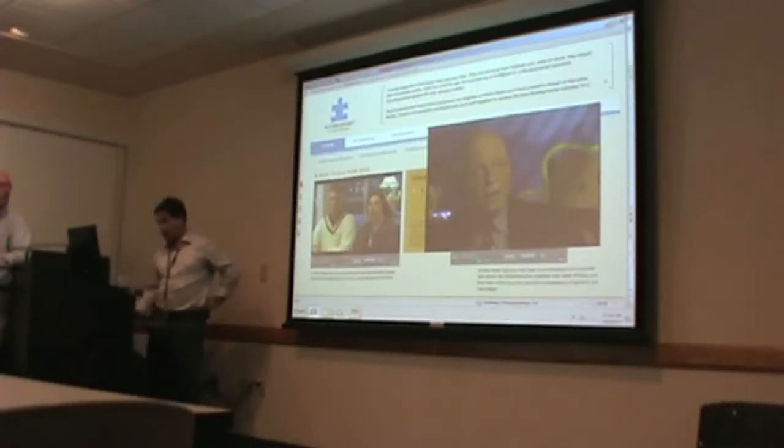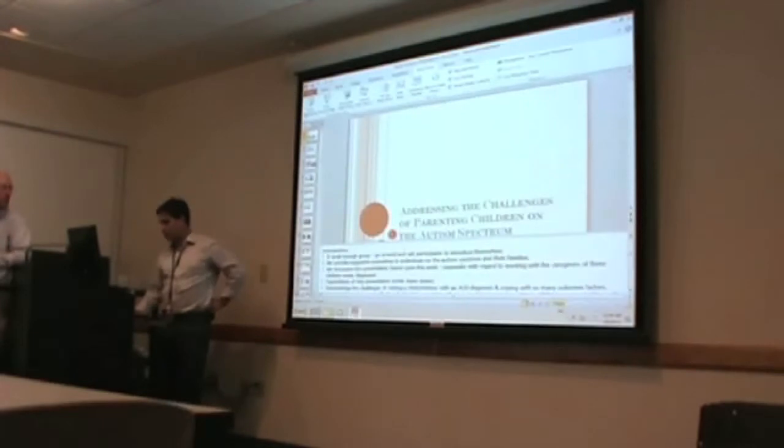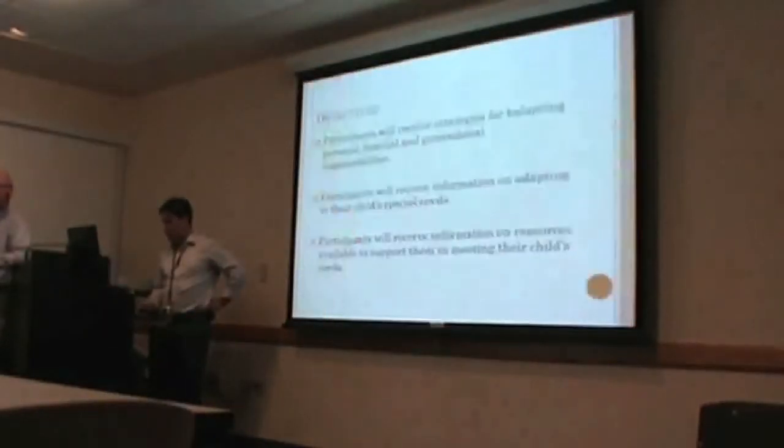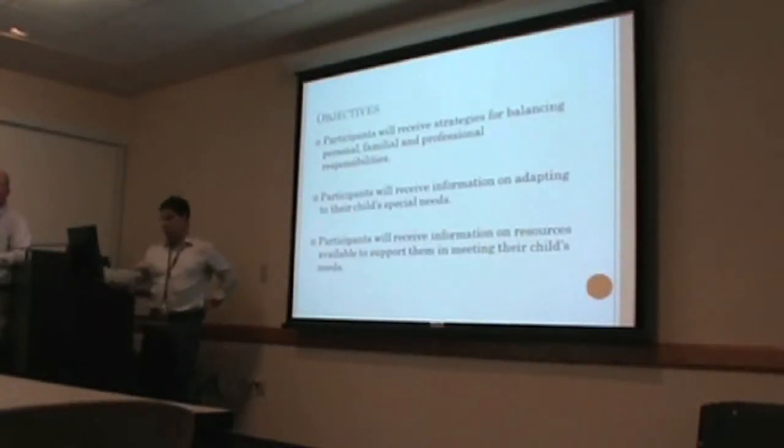So today, our objectives are, like Chuck mentioned, I'm not going to give you specific strategies to address specific things, but we're going to talk about strategies for balancing your personal, family, and professional responsibilities in the context of your kid's plan of care. You're going to get some information on how to adapt to your kid's special needs and what that may look like, or the people that you work with, what that may look like for them. We're going to talk about information and resources available to support you in meeting your child's needs.